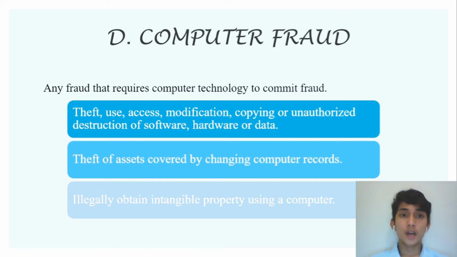And now we come to computer fraud. Computer fraud is any fraud that requires computer technology to commit. For example, number one is theft, use, access, modification, and copying or unauthorized destruction of software, hardware, or data without permission. Number two is theft of assets covered up by changing computer records. And number three is illegally obtaining intangible property using a computer.